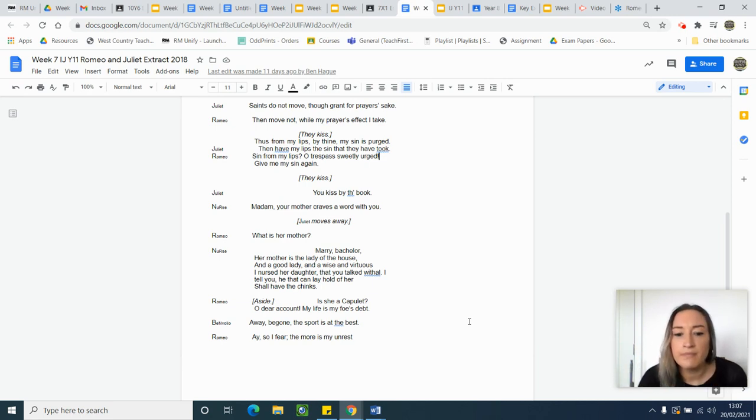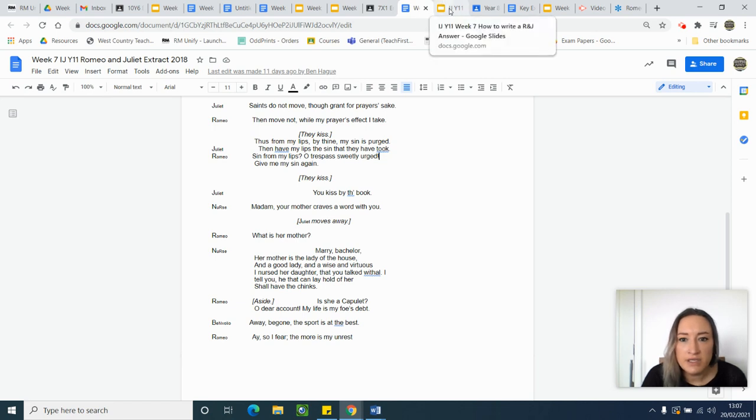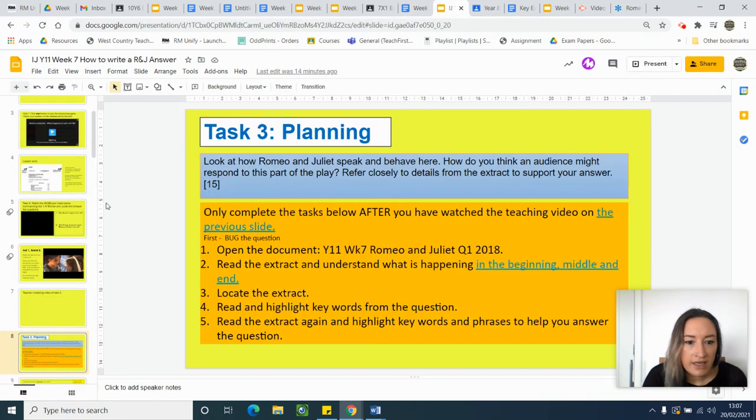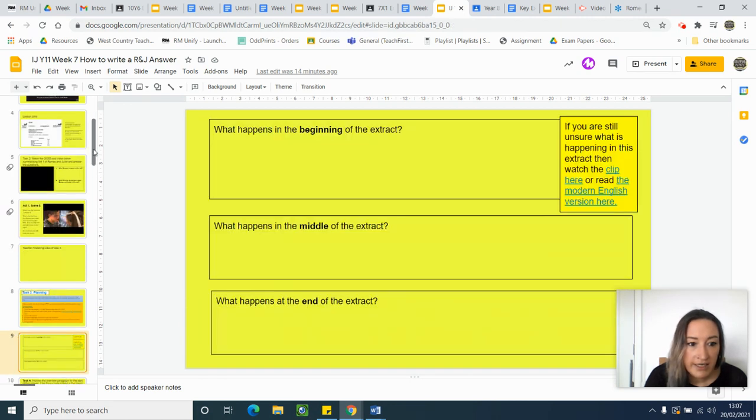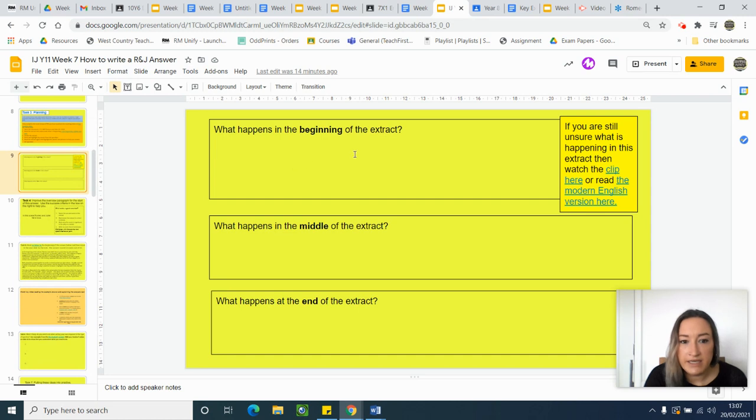Okay, so when you've done that, you might want to pause here and go through and annotate the extract. When you've done that, come back to slide 8. Make sure you've followed all of those instructions, highlighting the key words and phrases to help you answer the question. You come down to slide 9, and you're going to complete this. What happens in the beginning, the middle, and the end.